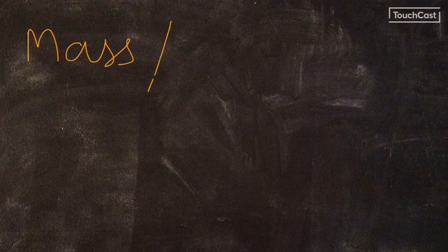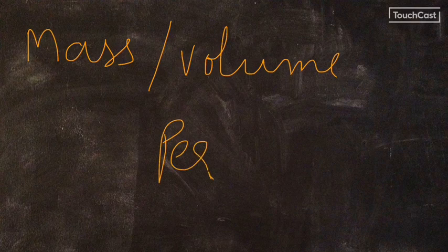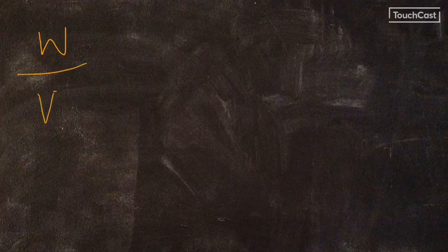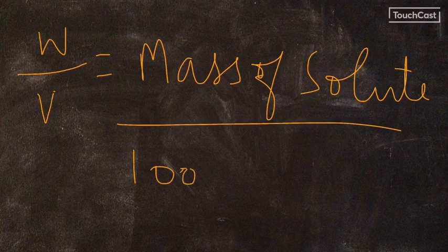Another method is mass by volume percentage. This mass by volume percentage is used to represent the concentration of medicinal formulas. It is expressed as W by V, that is mass of solute in 100 ml of the solution.